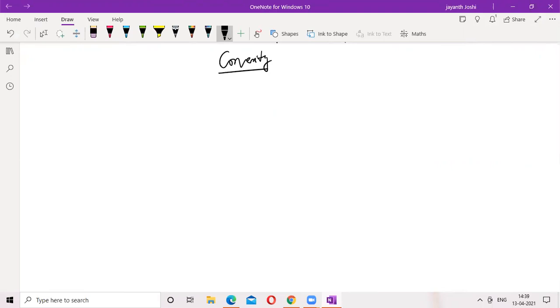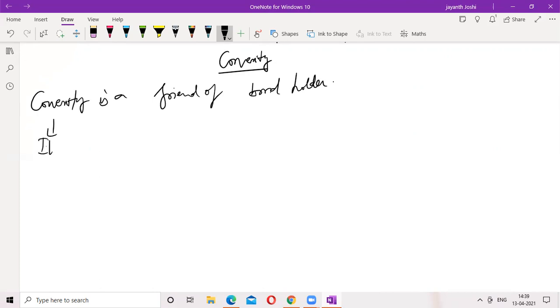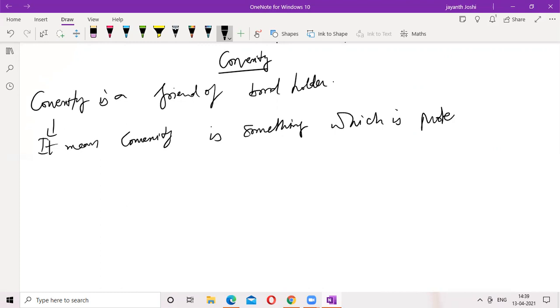So if I write a point here that convexity is a friend of an investor or a bondholder, it will not be a wrong notion. But why? It means convexity is something which is protecting the bondholder. We'll see, we'll derive it.